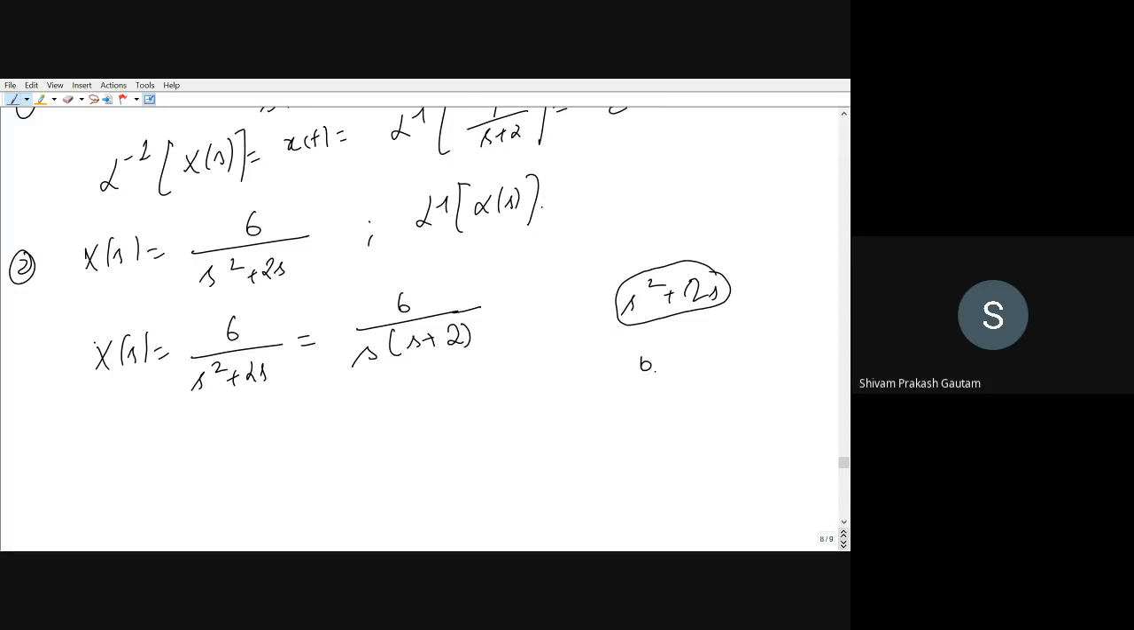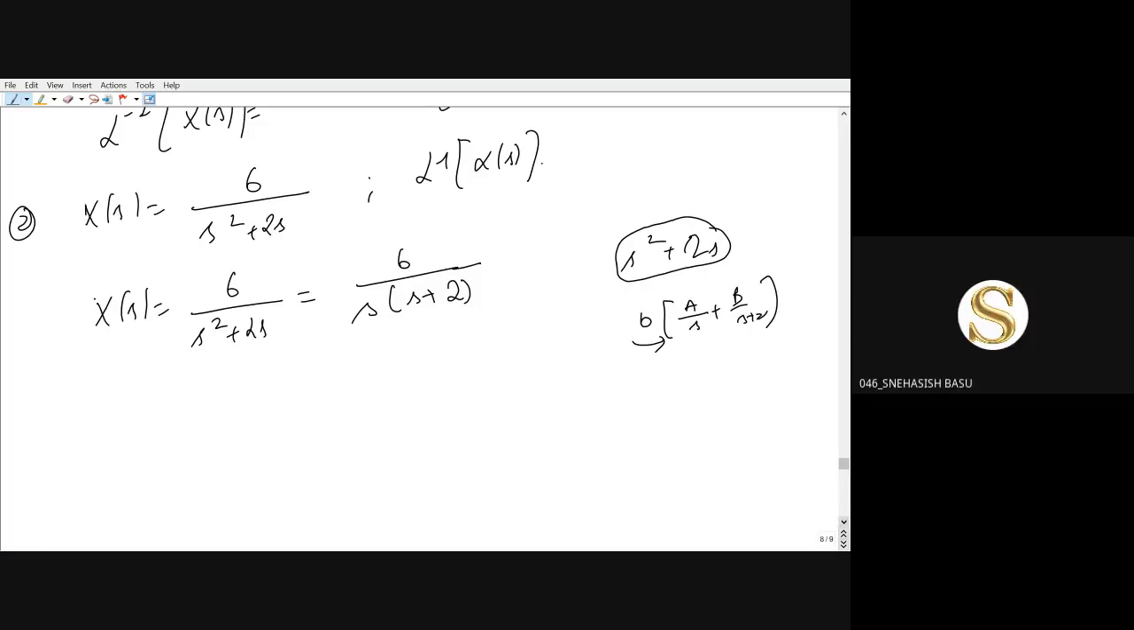Now if we can separate 6, let us suppose any function by any constant, if we are able to do that, then it will be very easy for us to take the inverse Laplace transform. So next step is, we will take the numerator s plus 2 minus s, then it becomes 6 into the bracket s plus 2 minus s, and we can take 1/2 common outside. Yes, we will see what we will do.